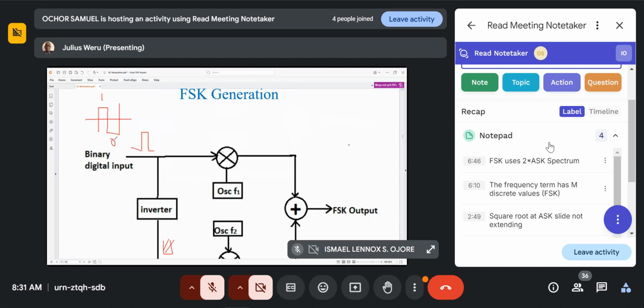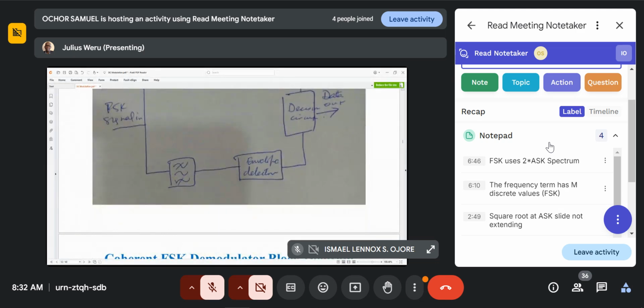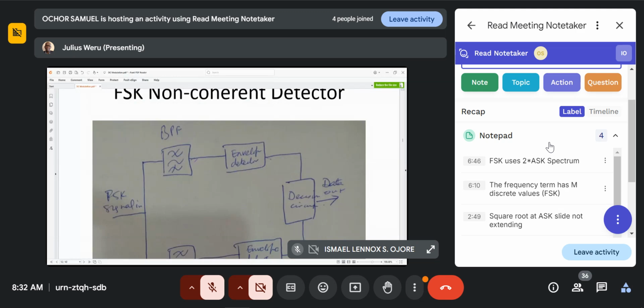FSK non-coherent detector is this one. This one means you are not going to generate the phase of the carrier at the receiver. So this is your signal input. You have a bandpass filter. This filter is tuned to F1, and this filter is tuned to F2. And then you are trying to get your signals out.